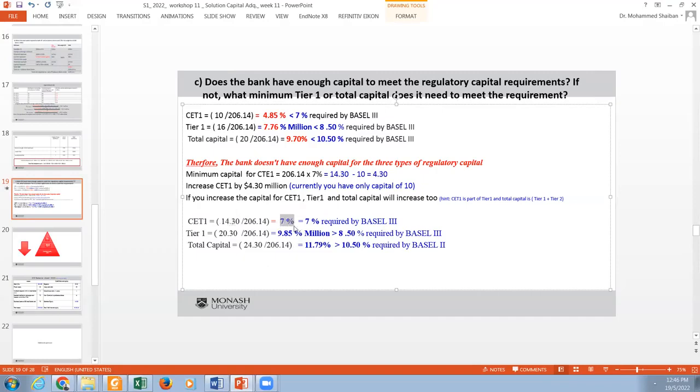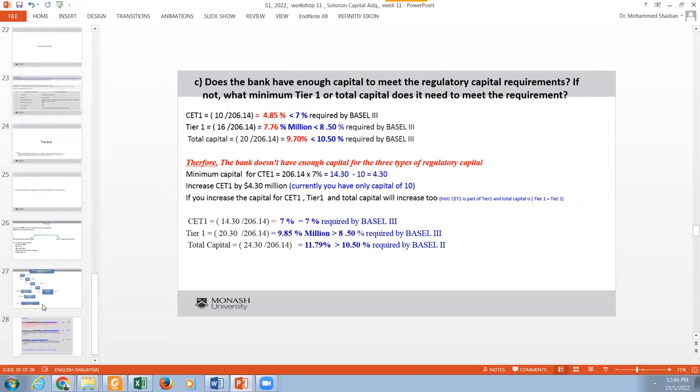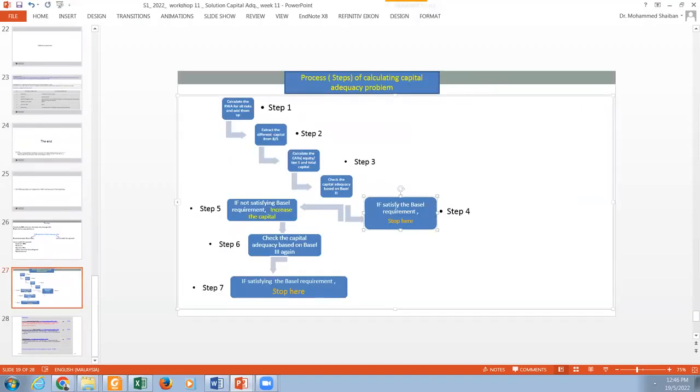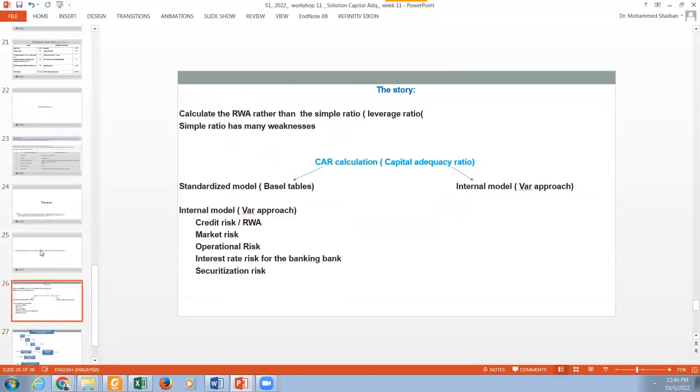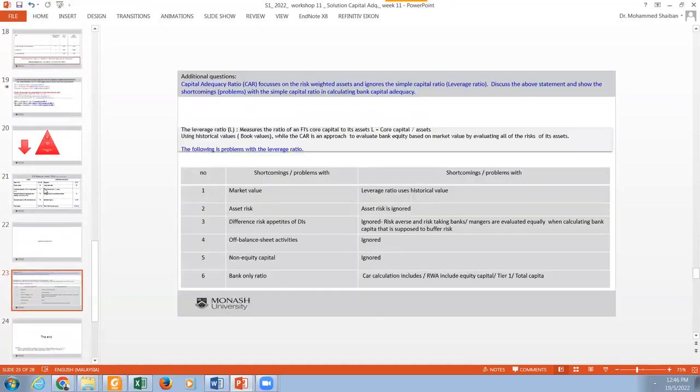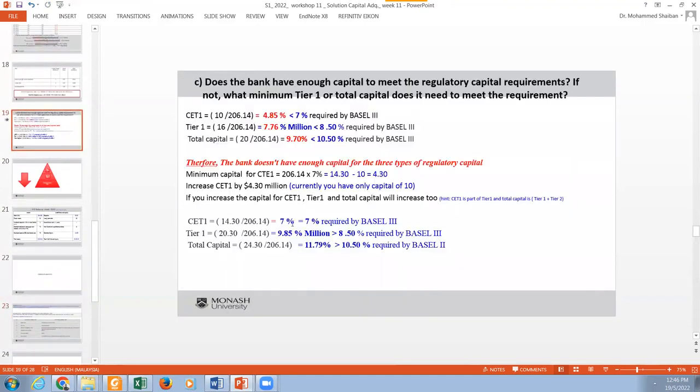So this I get 7%. This now is 985 instead of the 776. This 1179, I'm satisfying. And actually I stop here. So I move to this step, then I increase the capital, then I check again, and I satisfy, I stop. So actually I finished the 7 steps. So now I stopped here and I am done.